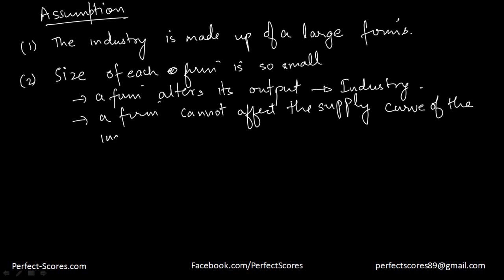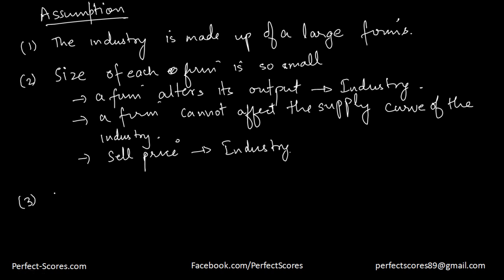So that is very, very important, and this is one of the assumptions of perfect competition. If a firm cannot affect the supply curve of an industry, the firm will have to sell at whatever the price is in the industry. So the firm cannot set its own price here, just the way we have been doing in the previous videos. A firm had that liberty to set its own price, but over here it doesn't have that liberty.